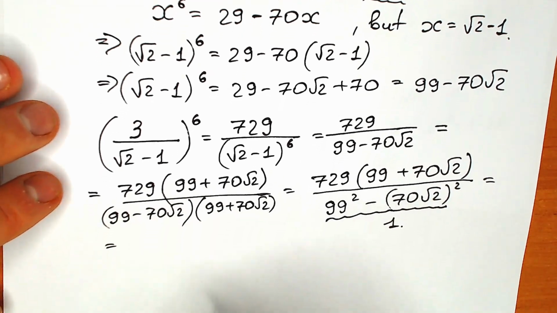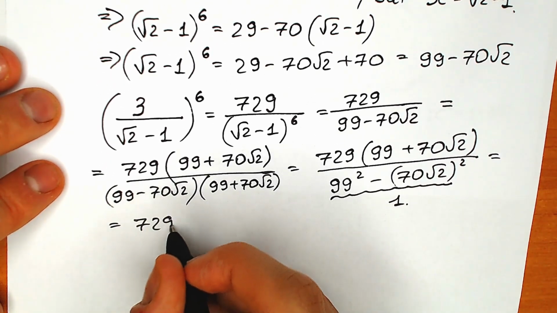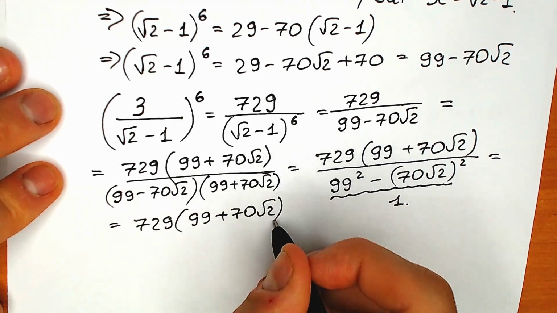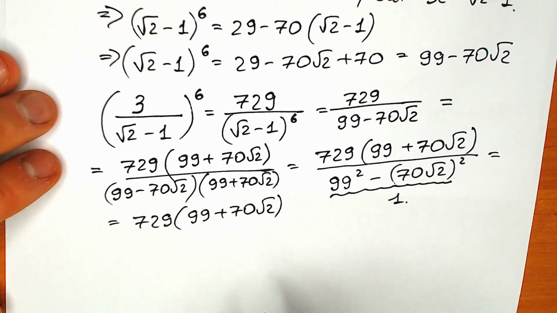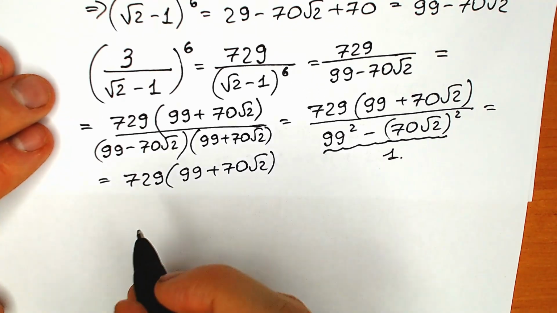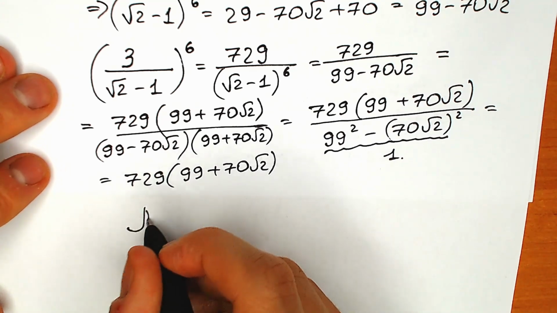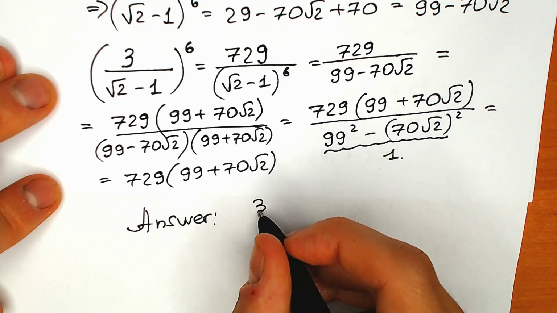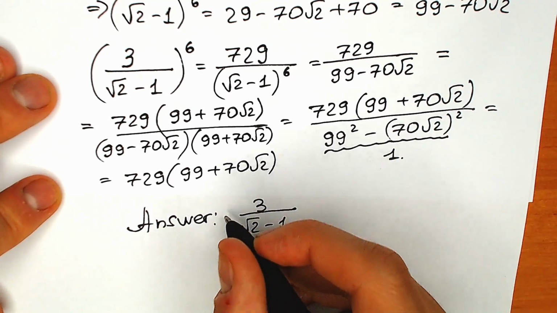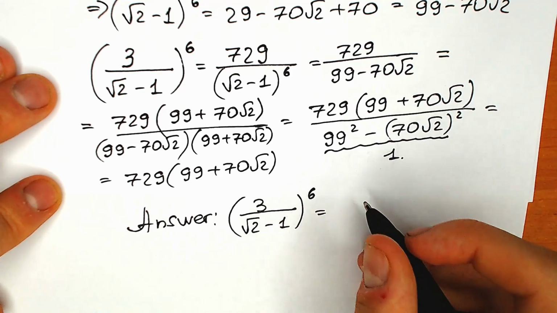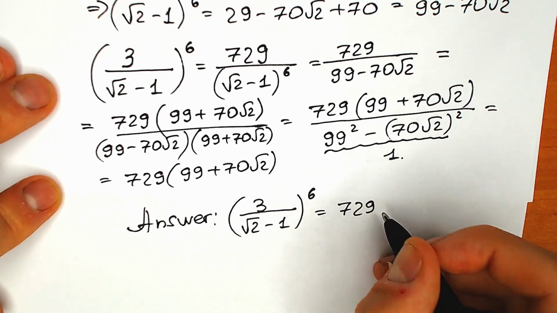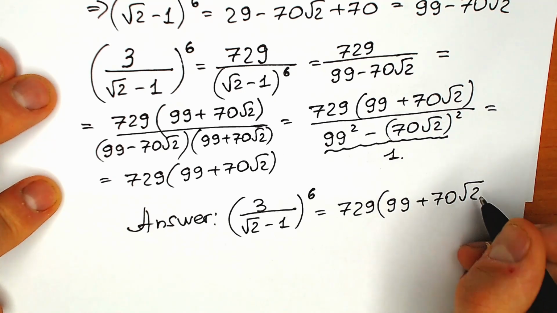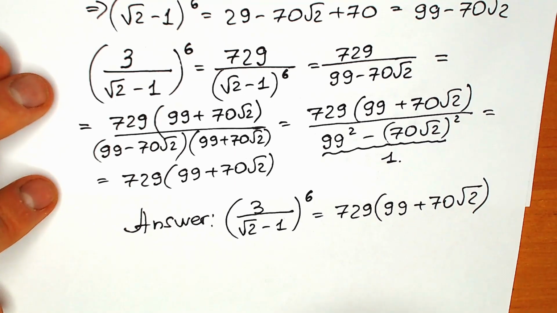So our final answer is our numerator: 729 times this 99 + 70√2. You can easily multiply it by 729, but it will be huge and complicated values. So right now let's write our final answer to this question. We solved it. I'm really proud of you, you understand it. So as a result our final answer: 3 divided by (√2 − 1), raised to the power 6, is equal to 729 times (99 + 70√2). This is our final answer to this question.